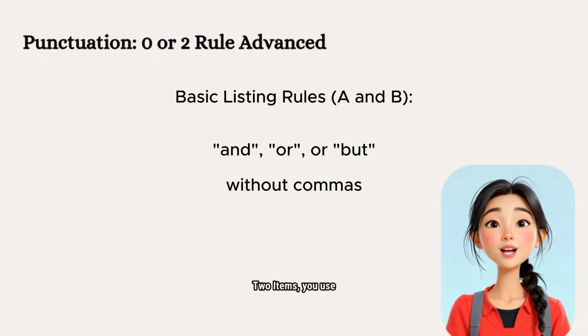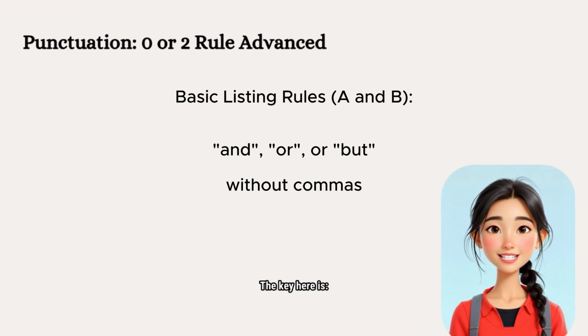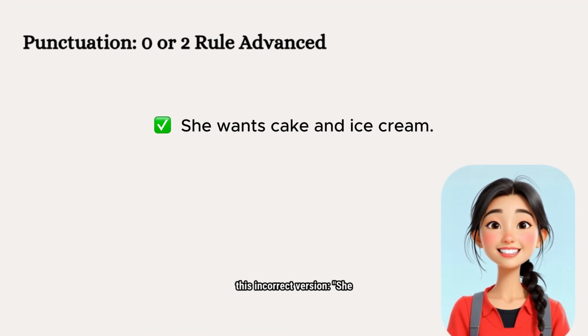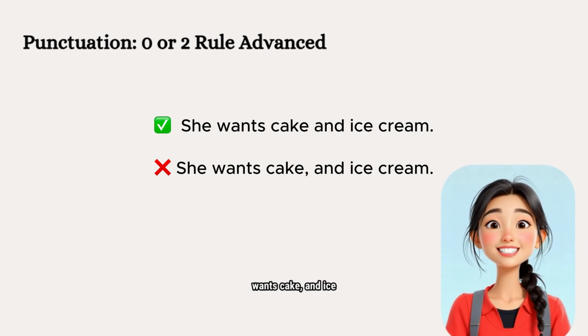When you are listing two items, you use connecting words like and, or, but to join them. The key here is do not use a comma. Take a look at this correct example. She wants cake and ice cream. Compare that to this incorrect version. She wants cake, and ice cream.